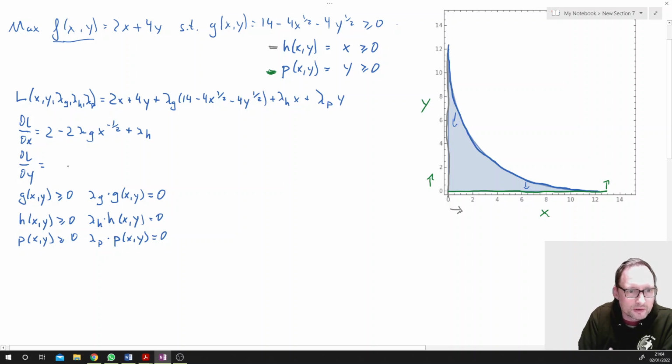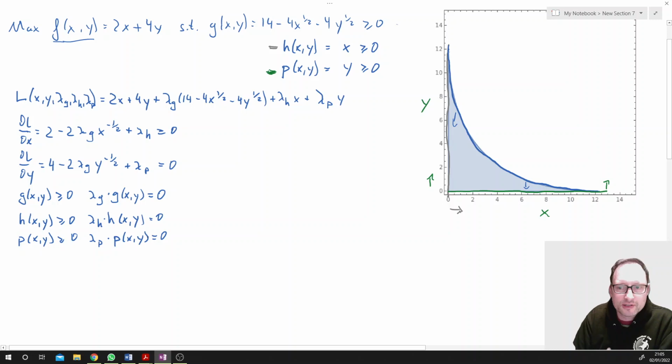Then the partial with respect to y, there we have a 4, and then we have minus 4 lambda g y to the negative half, so that's minus 2 lambda g y to the negative half, and then we're having the last constraint which involves the y, so that's just lambda p. And of course the necessary conditions mean that these two have to be equal to 0. So these are the Lagrangian necessary conditions. Any solution has to meet these.